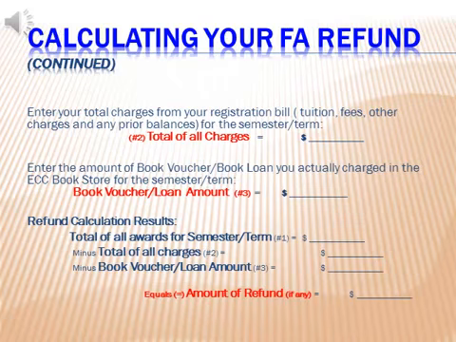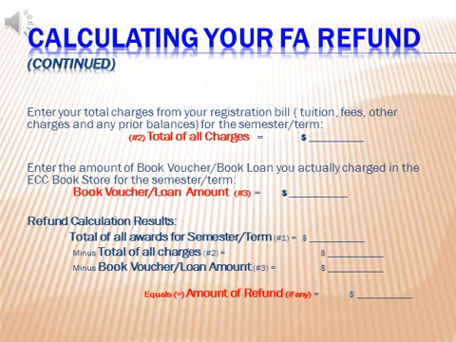Calculating your financial aid refund continued. Enter your total charges from your registration bill, tuition, fees, other charges, and any prior balances for the semester term. This will be number 2, total of all charges. Enter the amount of your book voucher or book loan you actually charged in the ECC bookstore for the semester term. This will be number 3.